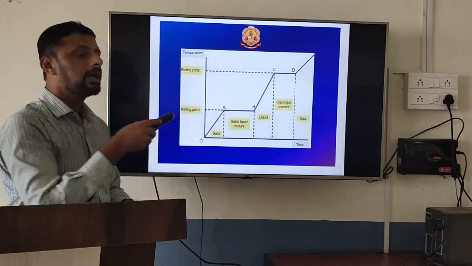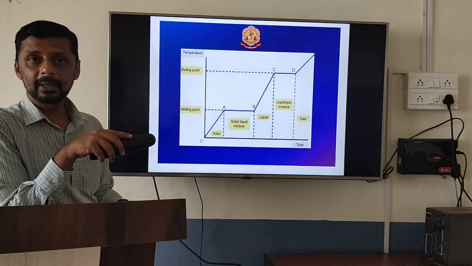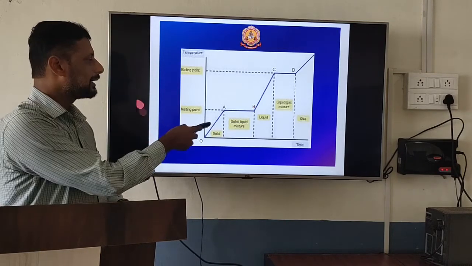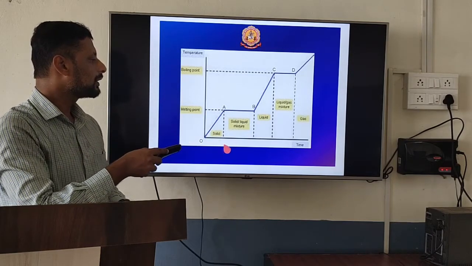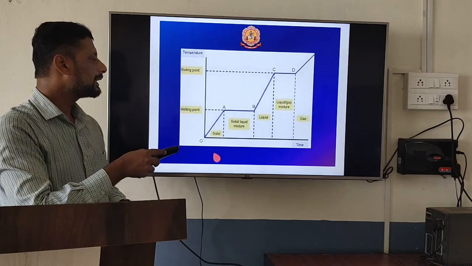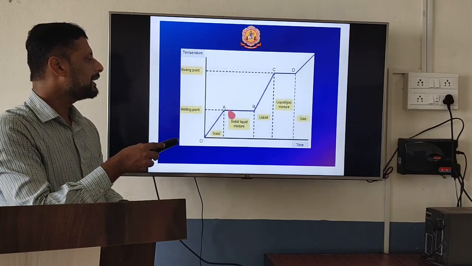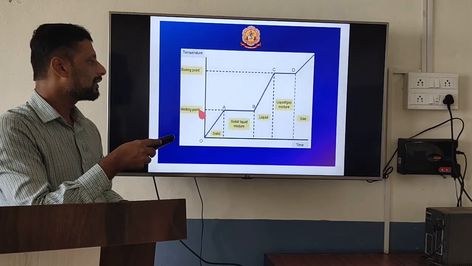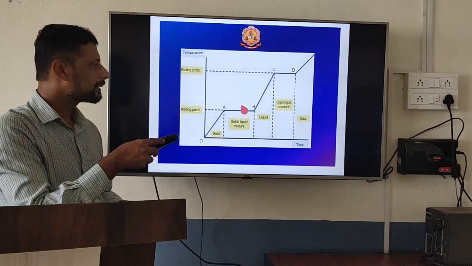At this time, along AB, you can observe clearly in the graph that there is a change in state from solid to liquid, but what about the temperature here? The temperature remains same. Only along OA does temperature increase with respect to time. Along AB, there is a change in state from solid to liquid, and the temperature remains same. During the change in state, temperature remains same.